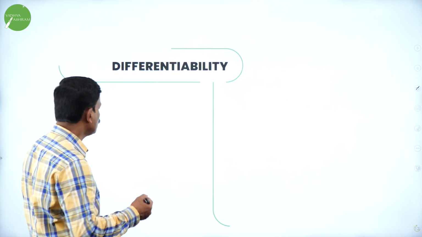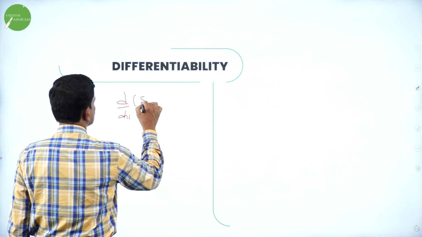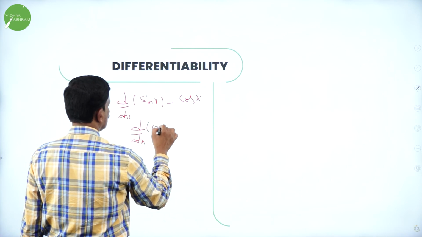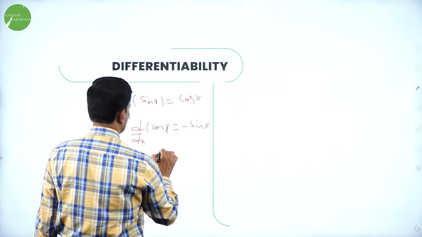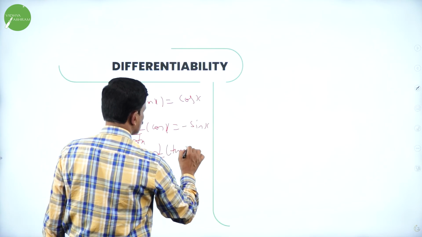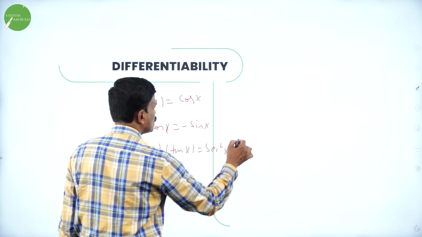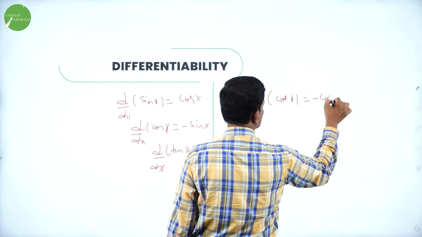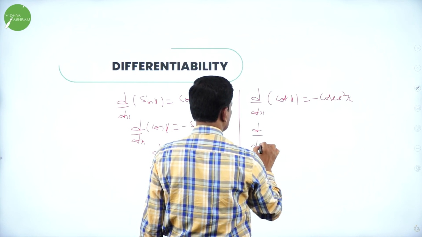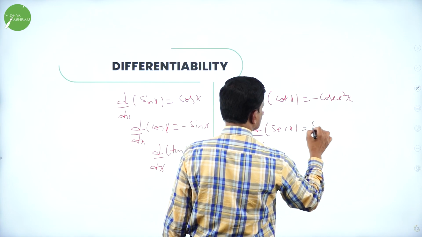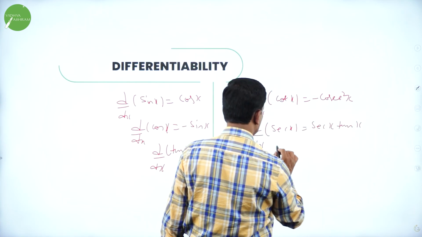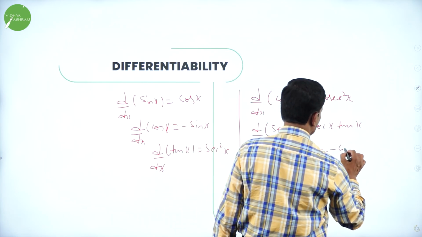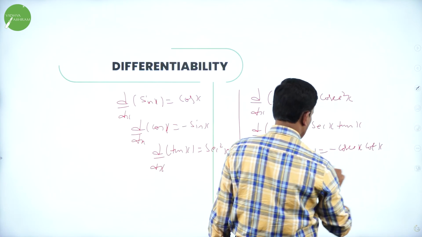Similarly, we can differentiate all the functions. D by dx of sin x, derivative of sin x is cos x, and d by dx of cos x is equal to minus sin x, and d by dx of tan x is secant square x, and similarly d by dx of cot x is equal to minus cosecant square x, and d by dx of secant x is equal to secant x into tan x, and d by dx of cosecant x is equal to minus cosecant x into cot x.